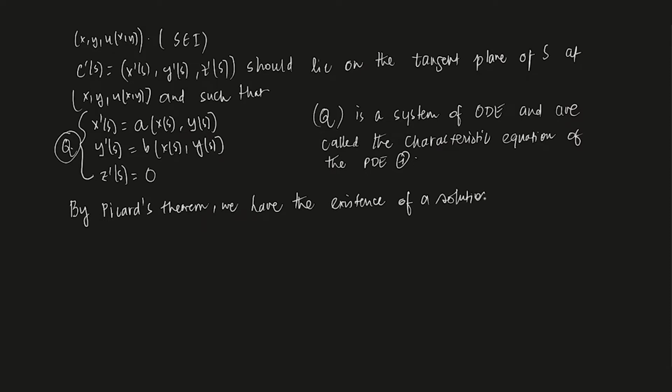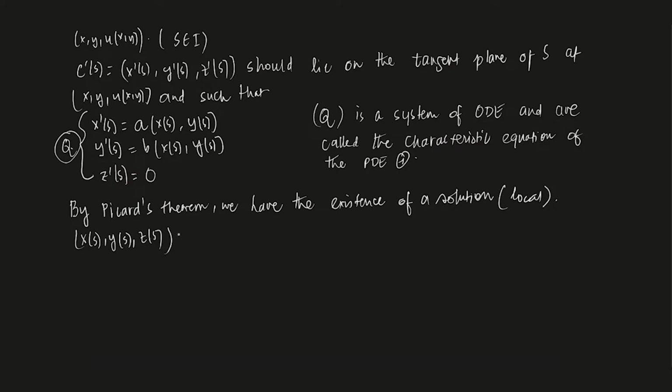Now this solution can be a local solution. We do not know if it is global or not, but we know that there is a local solution at whatever point we are looking at, that point x, y, u of x y, around that point this is a local solution. So let's say the solution which we get will be x of s, y of s, z of s. So you solve this equation and you get x of s, y of s, z of s. This is the solution you get.